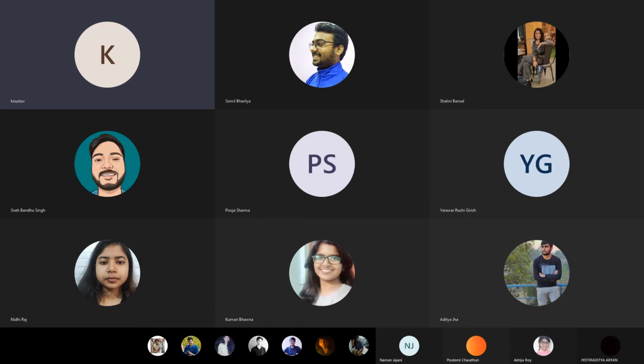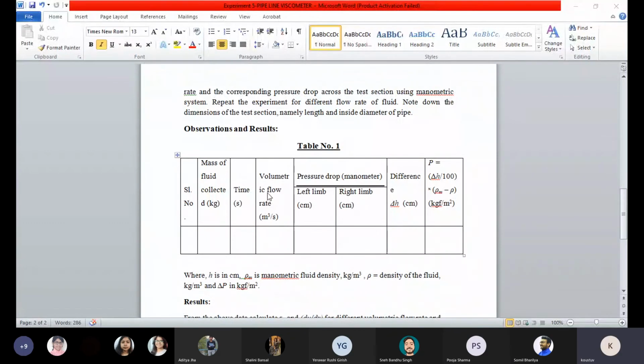Okay, so you see again, this mass collected and time, it is basically a flow rate. All in all, we are measuring the flow rate. We are taking an empty bucket and then operating the valve to increase or decrease the flow, and accordingly we are taking a series of runs, 4 or 5 different data points. So this is a very crude way of calculating.